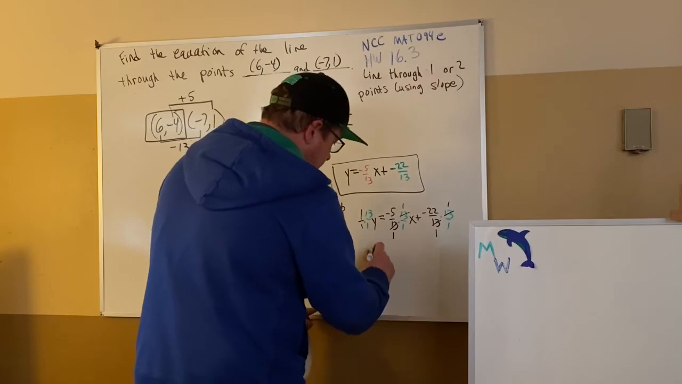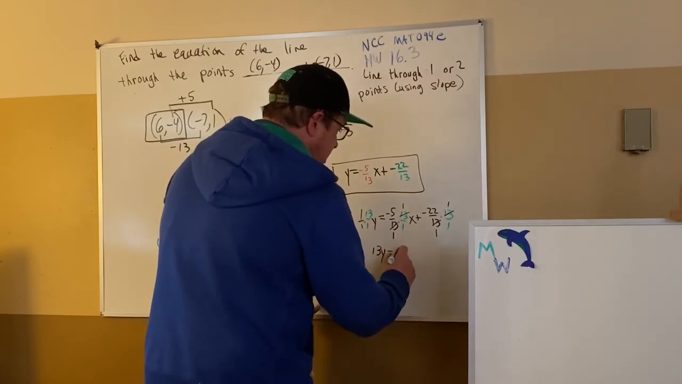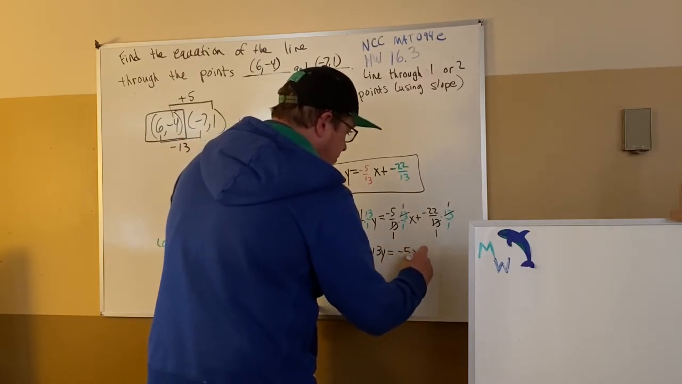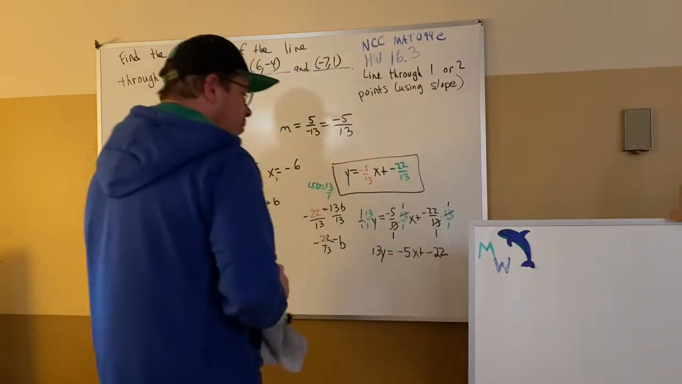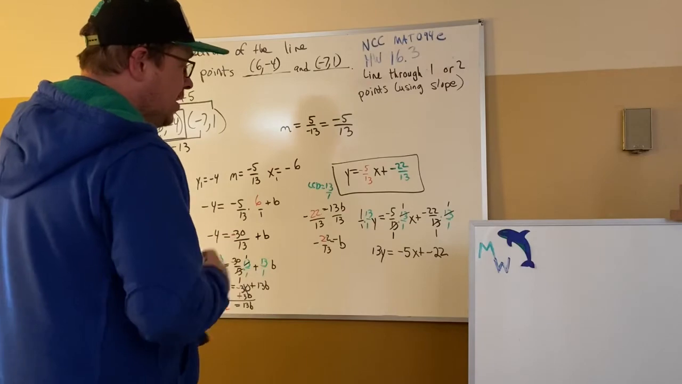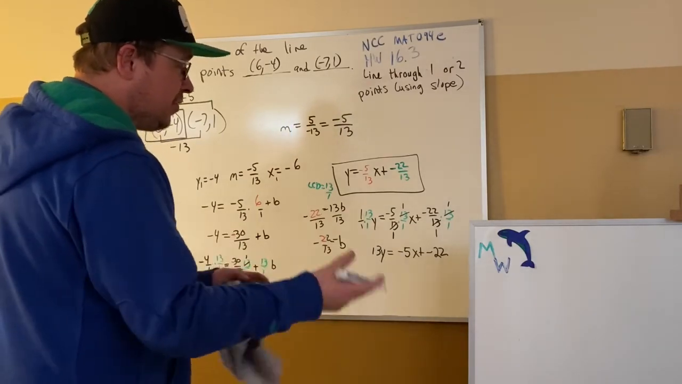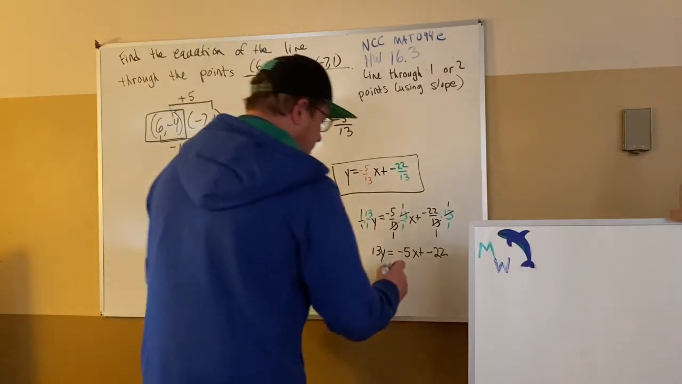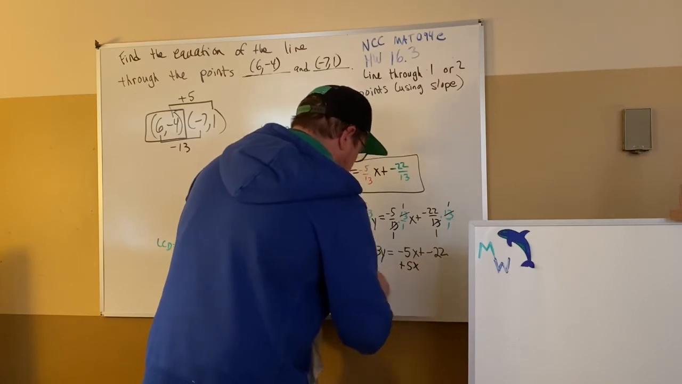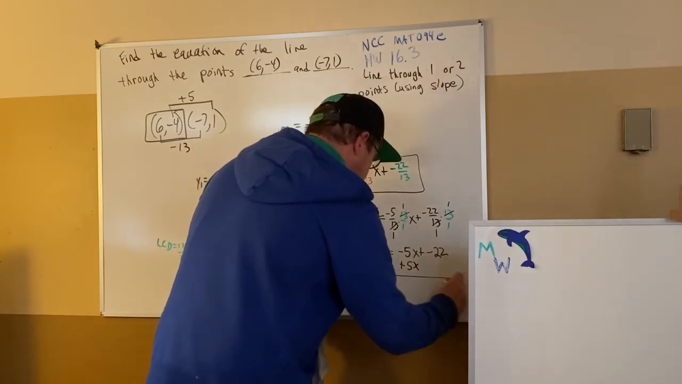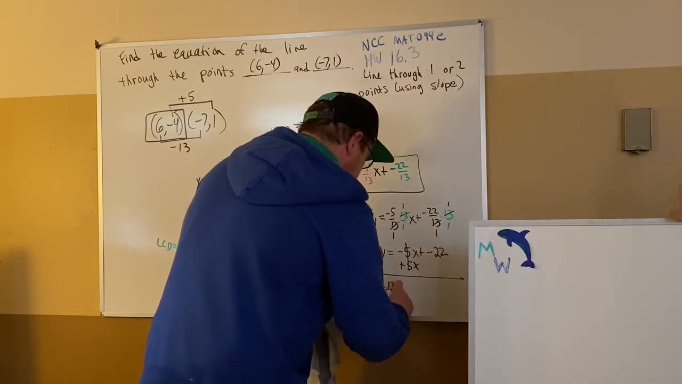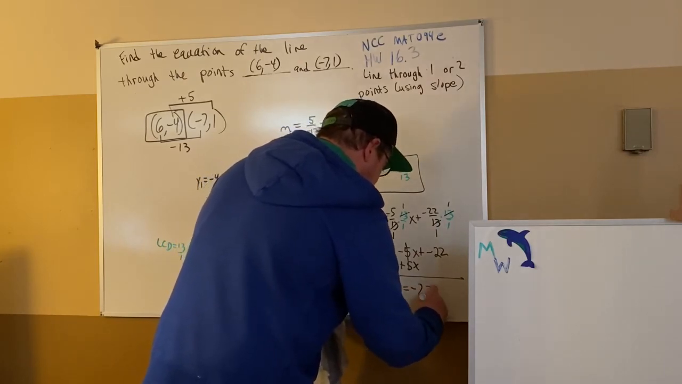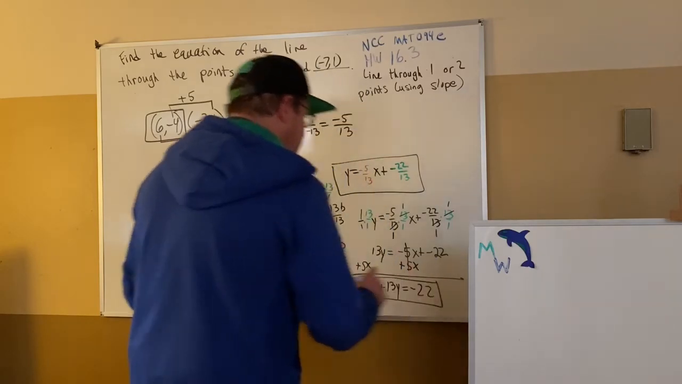What we come out of here with is 13y equals negative 5 times 1 is 5 with an x, plus negative 22 times 1 with no variable on it. Now they want us to get this into ax plus by equals c, and they like a positive value to lead off. So I'm going to go add 5x to both sides, start a new column out here, and I'll get 5x plus 13y equals negative 22, and that is ax plus by equals c form.